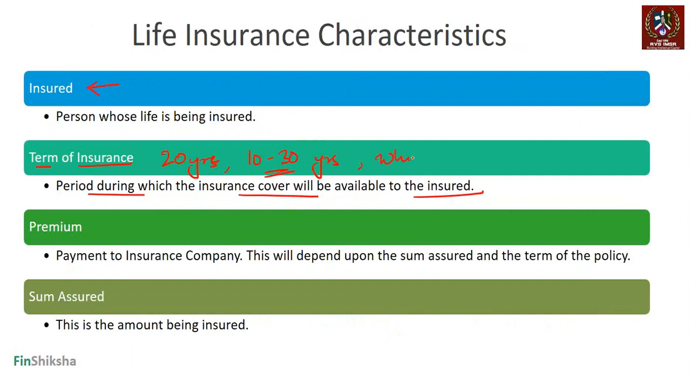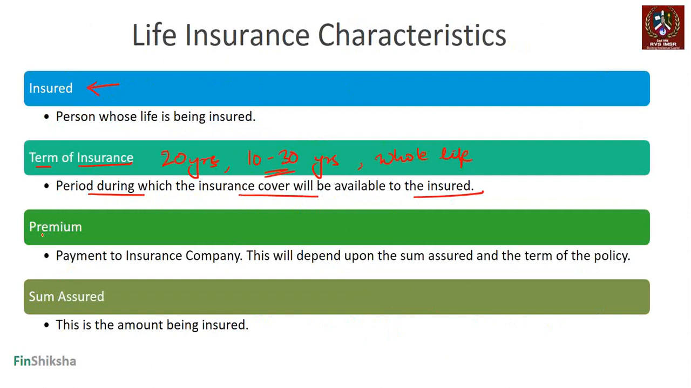Some people also take policies which last whole life, right? So there are different terms that are available, but basically the period during which the insurance cover will be available is called the term, and in your policy document this is clearly mentioned, right?